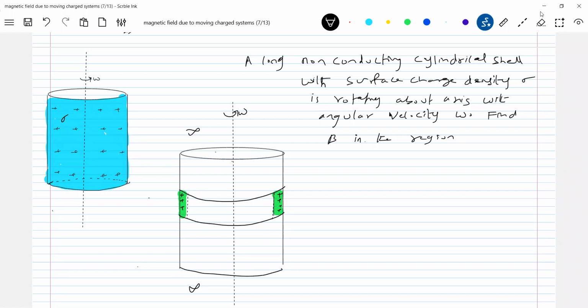So nearby, I'll show the same green color strips. This is equivalent to current coming out of the plane, and here equivalent to current into the plane. Because of omega, look at how the velocity here will be in this direction. Now let the width of this be ds, and let this be equal to dl.